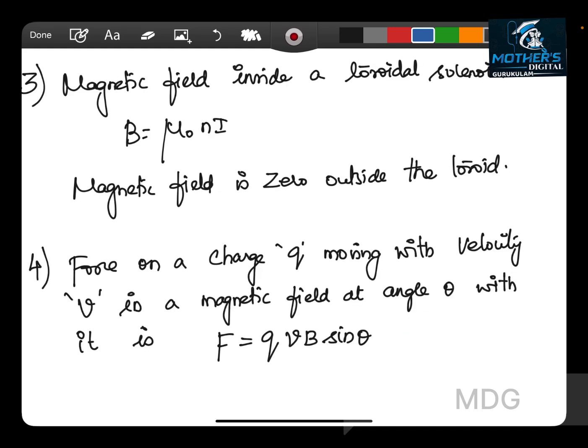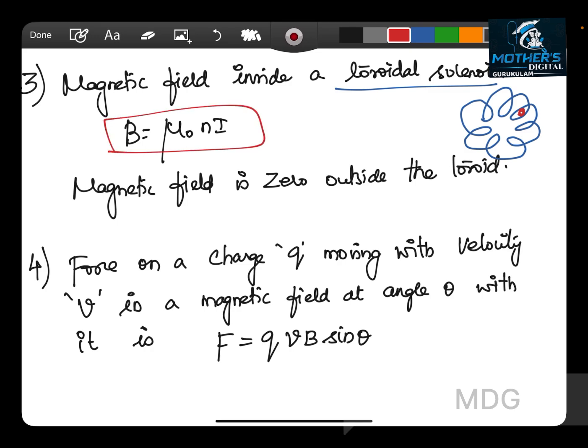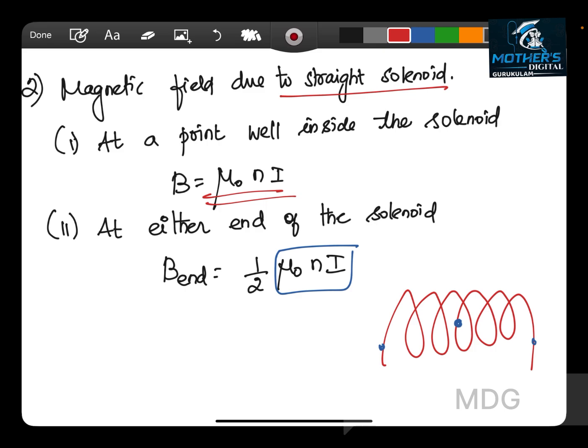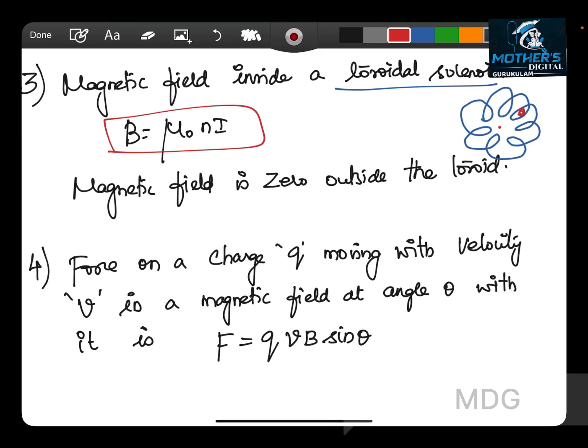Next, magnetic field inside a toroidal solenoid. The toroidal solenoid is the solenoid where the ends are connected. So this is your toroidal solenoid. If you calculate the magnetic field inside the toroidal solenoid, somewhere here, the answer will be B equal to mu naught Ni, the same as your linear solenoid. And inside this vacant place or outside the toroidal solenoid, the magnetic field will be 0. These things may be asked in your MCQs. Make sure that you focus on small things so that you will be able to answer MCQs as well.